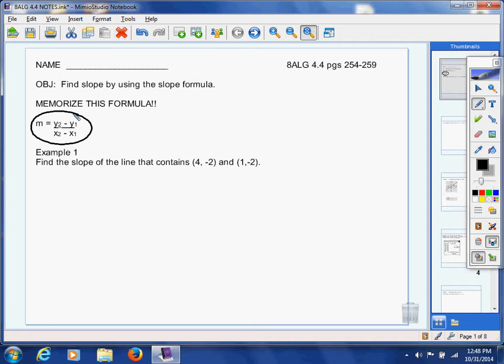Now, this formula, let me read it to you. It says m equals y sub 2 minus y sub 1 divided by x sub 2 minus x sub 1. Now, I hope you're tying this in as the change in y divided by the change in x. We've actually already used this formula earlier. You didn't know you were doing this. This is one of those typical algebra formulas. You need to memorize it for the state test. So let's start memorizing it right this second for our test on chapter 4.